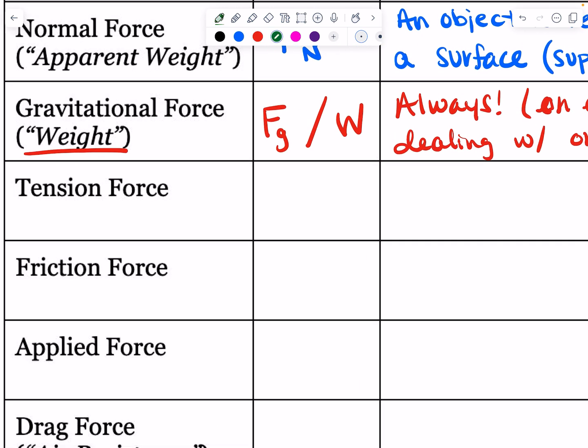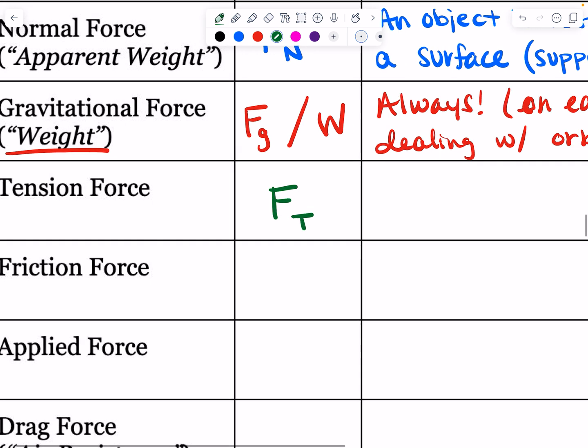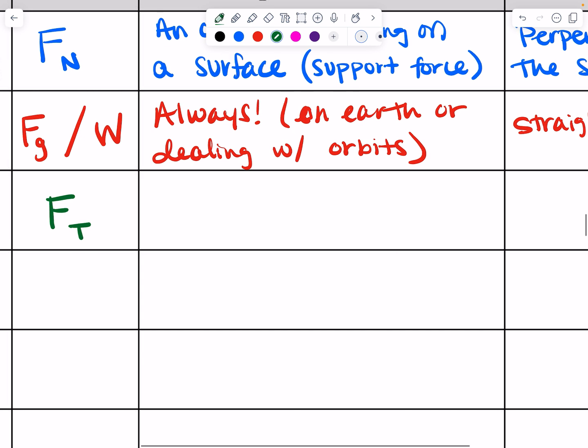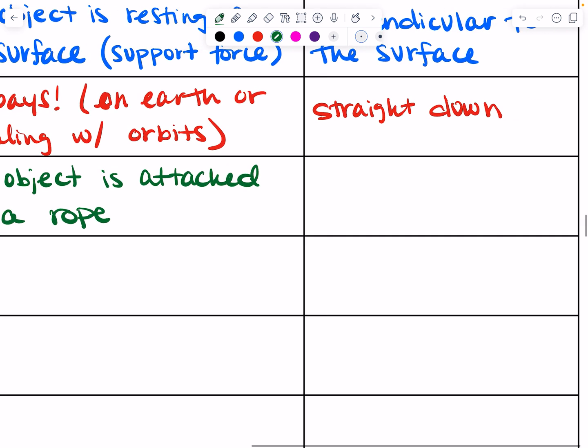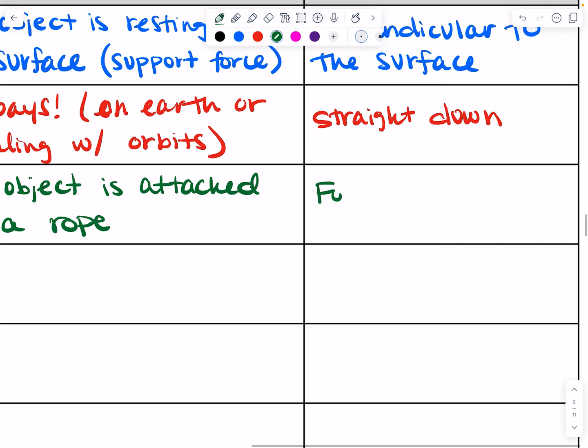Next is the tension force, symbolized by capital F, subscript capital T. And that is present when an object is attached to a rope or a string. And it always follows the rope.